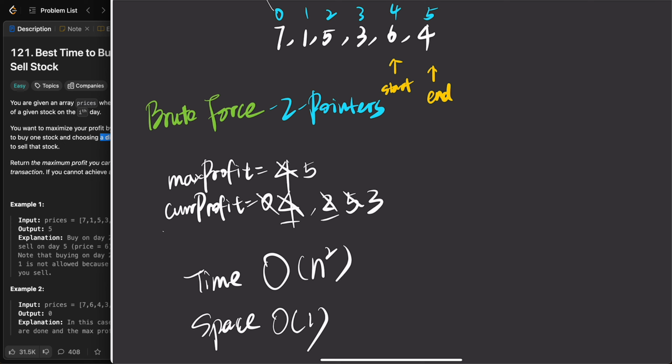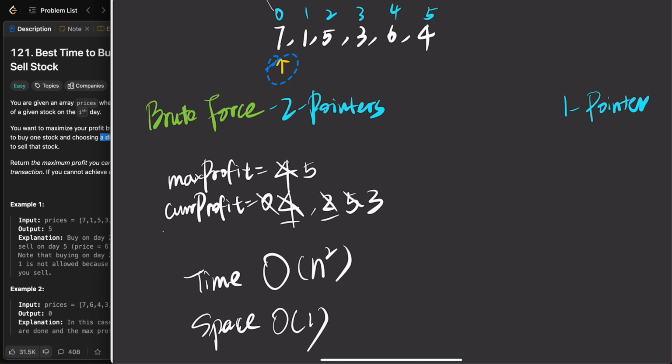And now I'm thinking, what if I just use one pointer to help me go through the whole array instead of using two pointers, so that can save us some time, right? How can we do that? I'm wondering if we have the pointer going through it, and also another data structure to help me remember the lowest buying price.